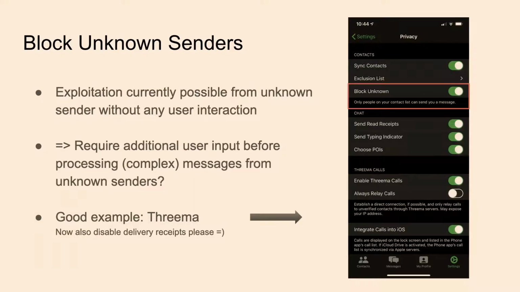Another theme that I would like to see is reduce zero-click attack surface, make it at least one-click attack surface, right? So before in here you could see that an unknown sender can send any messages. It would be nice if there would be some pop-up that's like, well, do you actually want to accept messages? Threema lets you block unknown senders. I think that's a cool feature. So yeah, there's more work to be done here.